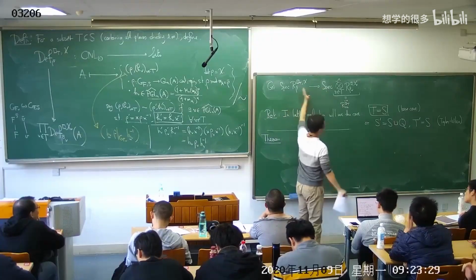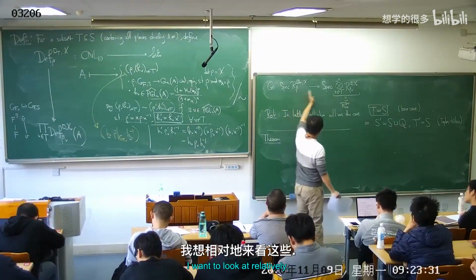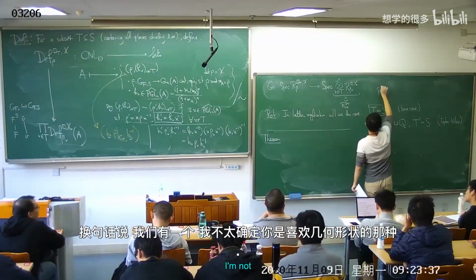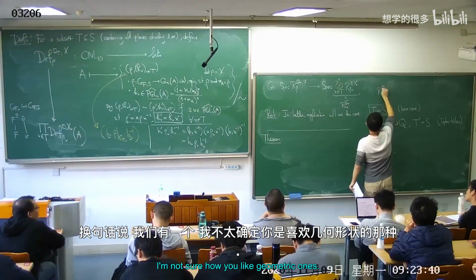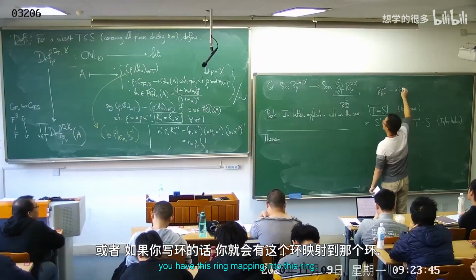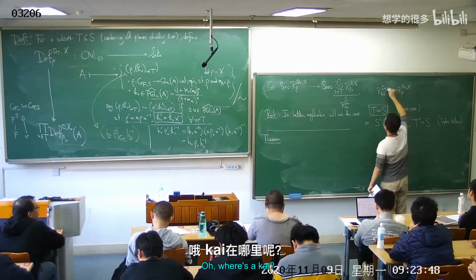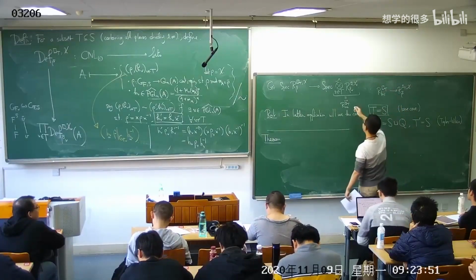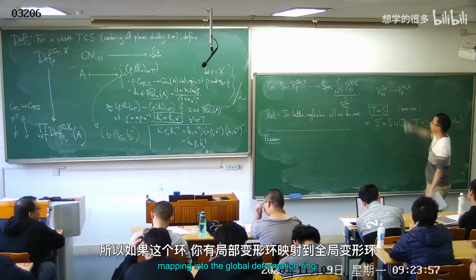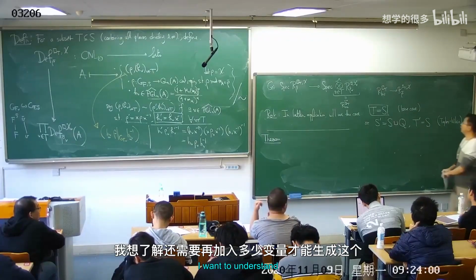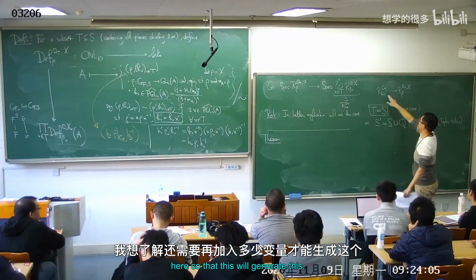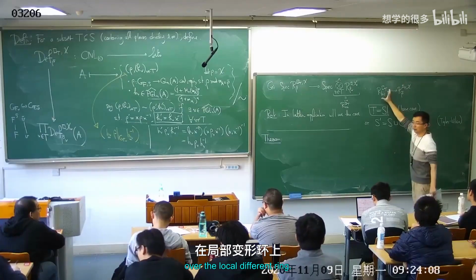I want to look at things relatively. If you write it in terms of rings, you have this ring mapping into this ring. Let's forget about chi. So you have the local deformation ring mapping to the global deformation ring. I want to understand how many more variables I have to throw in so that this will generate the global deformation ring over the local deformation ring.